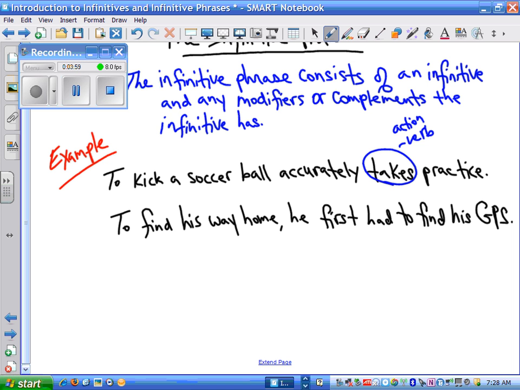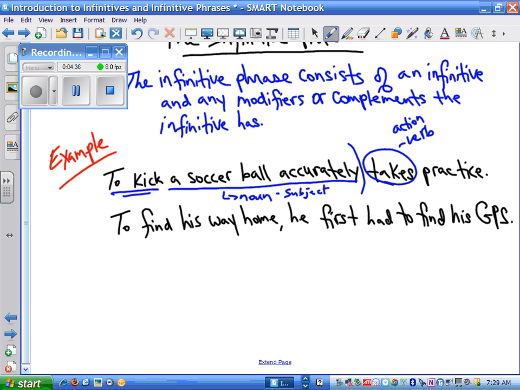Once I've identified that main verb in this sentence, it's quite simple to see where my infinitive phrase is. To kick is my infinitive, and then everything that follows it, until I get to that main verb, is part of that phrase. And here, of course, remember the whole phrase works as a unit. So it's a noun in this sentence. The whole phrase is working as a noun, the subject of our sentence.